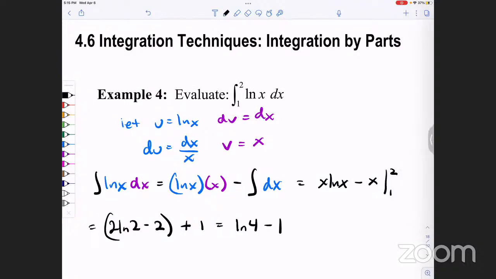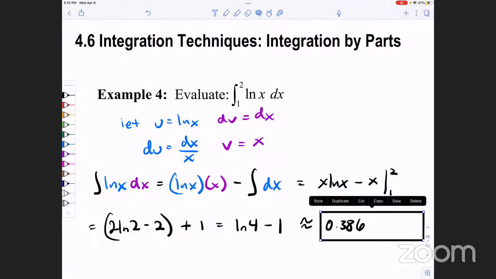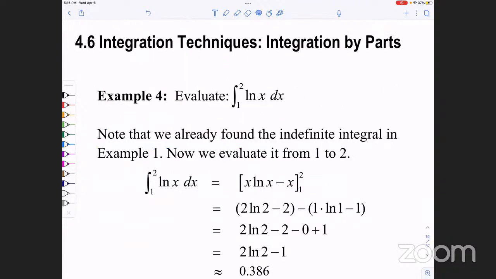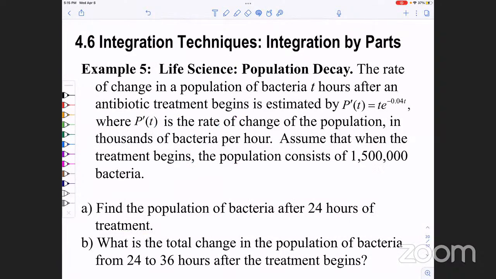Okay, let's see, how do we do? Let's copy, okay? Let's see. 0.386, you see it there? Okay, let's keep going. I'm trying to finish this in time for class. I still got a little bit of time.